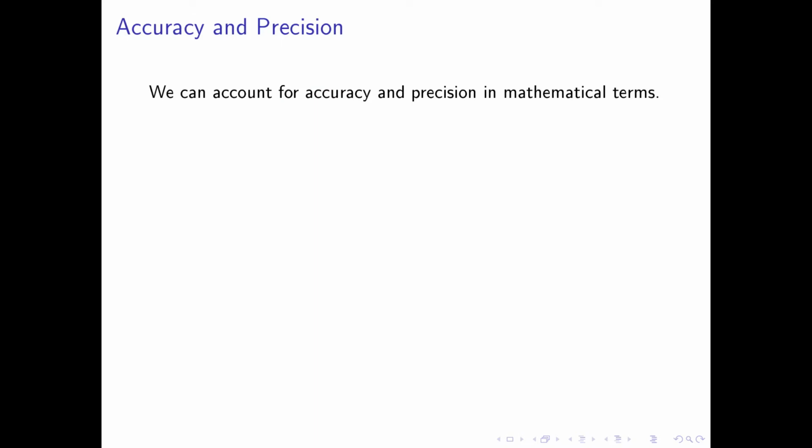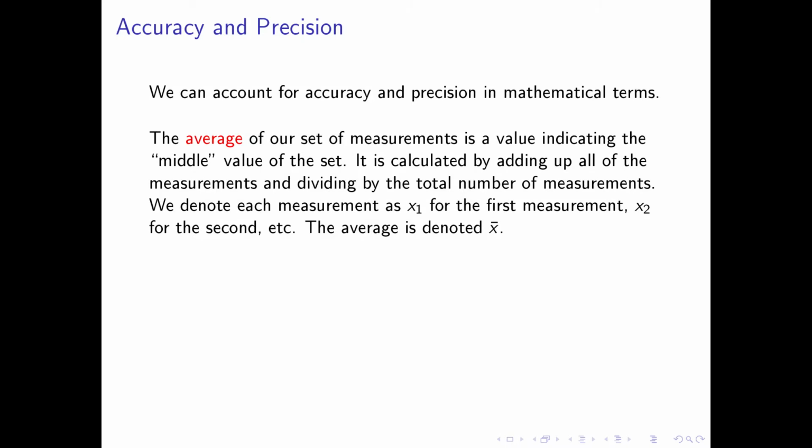In most cases, we would like to have a mathematical value to account for both the accuracy and the precision, and it turns out we have one of each. The average of our set of measurements is a value indicating the middle of our set. It is calculated by adding up all of the measurements and dividing by the total number of measurements. We denote each measurement individually as x1 for the first measurement, x2 for the second measurement, etc. The average itself is denoted as the letter x with a bar above it.